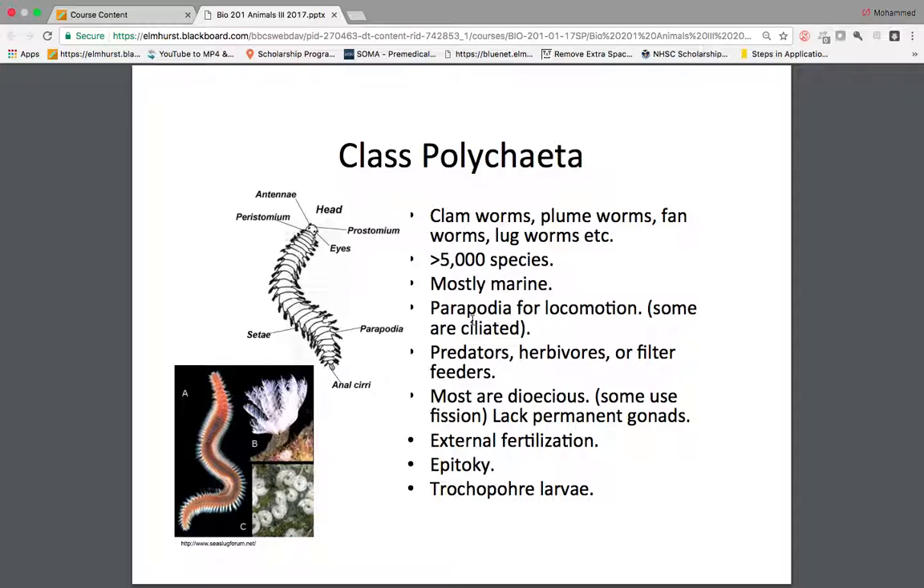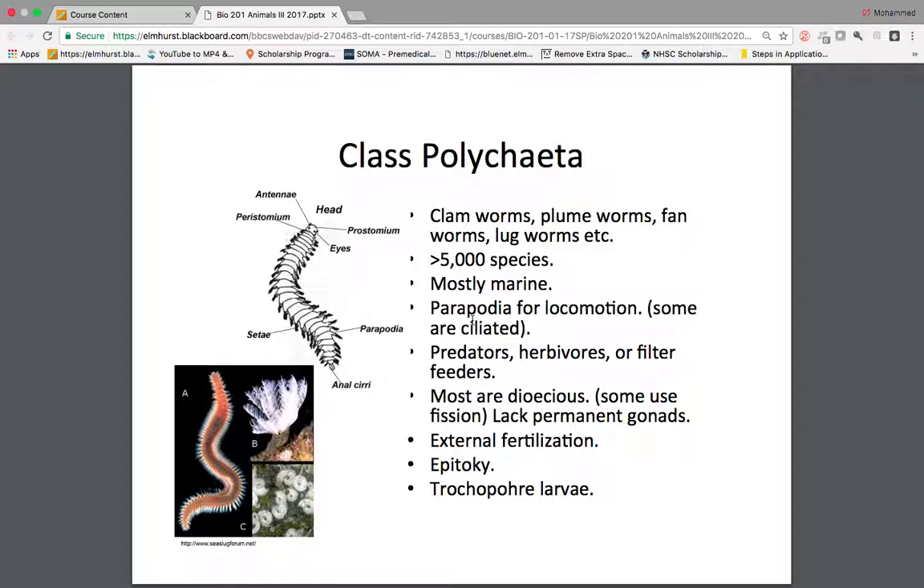Near podia are feet. They're not real feet, they're near feet. Parapodia stick out the side with little chaete hairs. Their potential ecologies fill pretty much everything you can think of for marine systems.